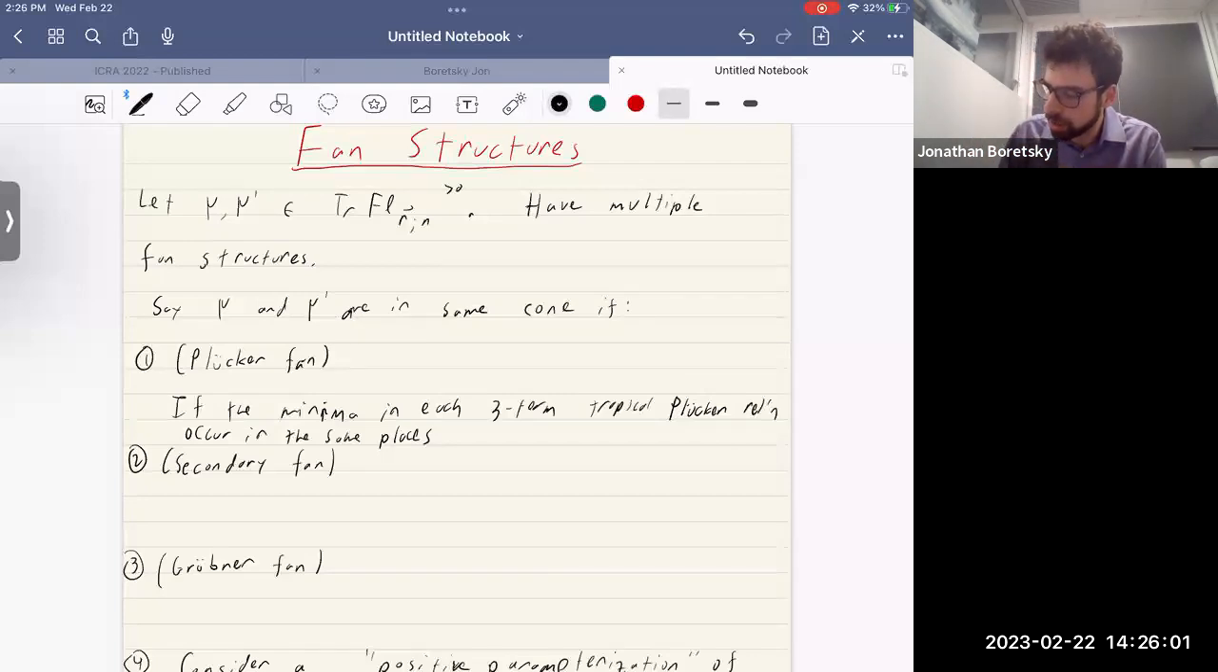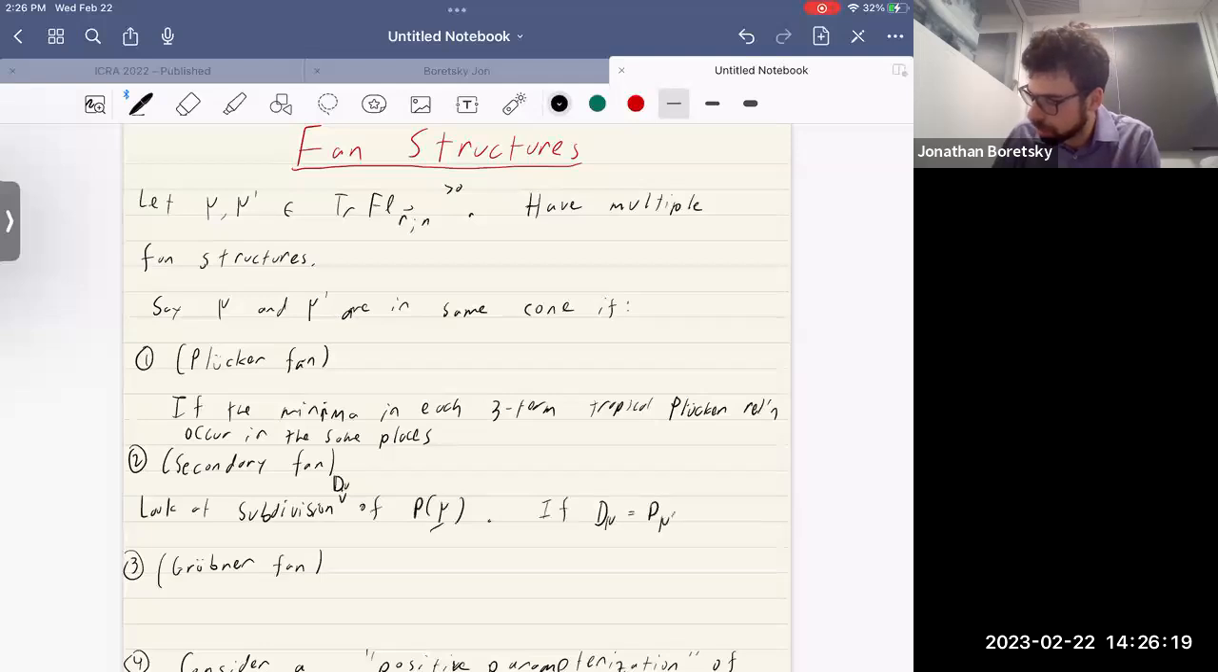The secondary fan, we're going to look at the subdivision d mu of P mu. If d mu equals d mu prime, we'll say they're in the same cone. Okay, so these are 2 flag fan structures. There's more I could give you, but let's focus on these 2 for now.